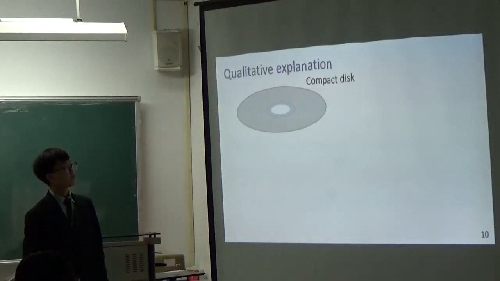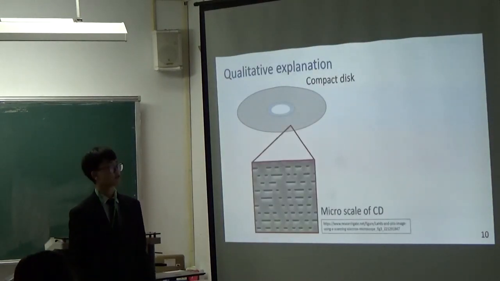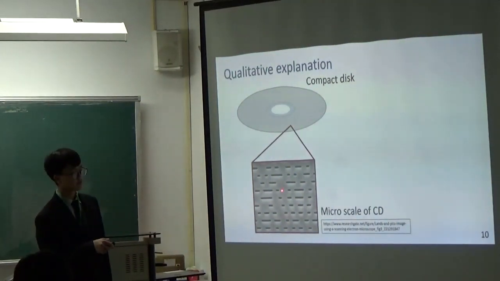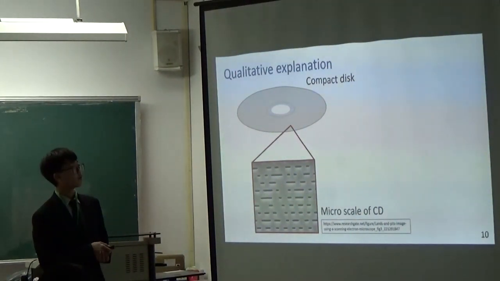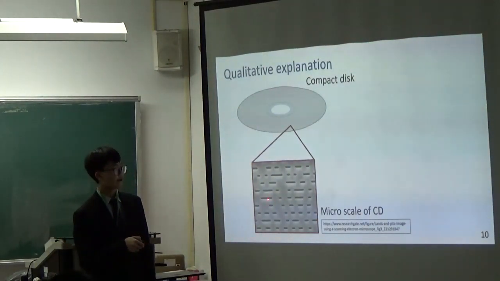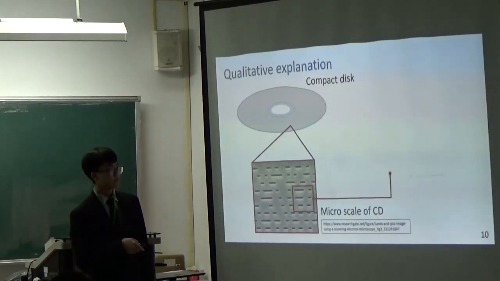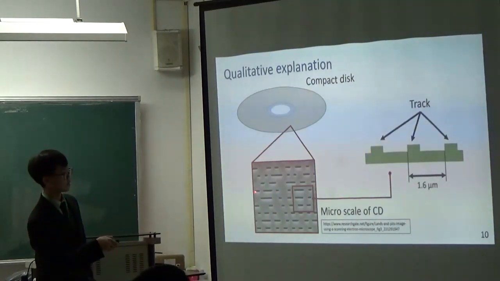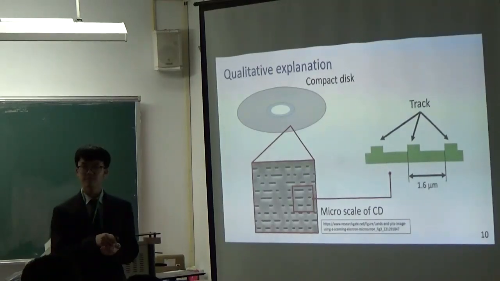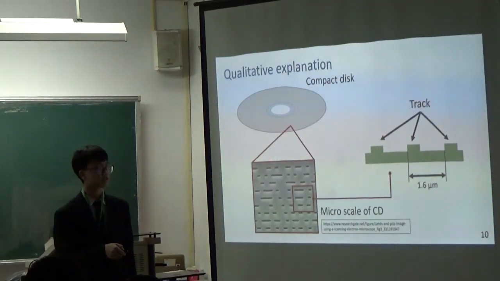Explanation. First, I'm going to explain why there is a green line on the disc. First, we have to look at the micro scale of the CD. We can see that there are small tracks on the CD, and we call the spacing the pitch. Yes, the distance between them is the pitch. And we measured that the pitch of the CD is 1.6 micrometers.